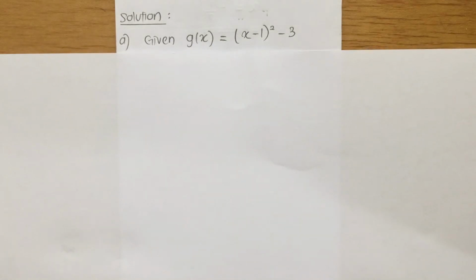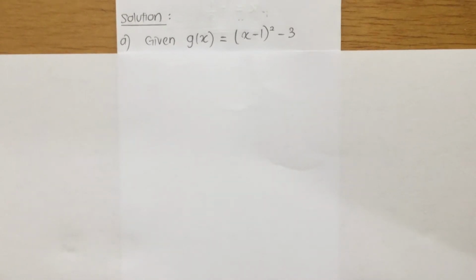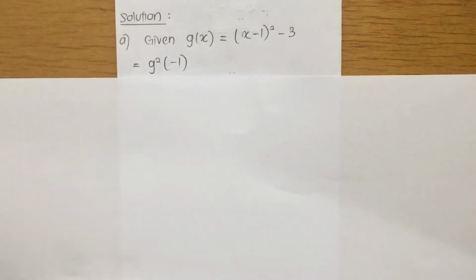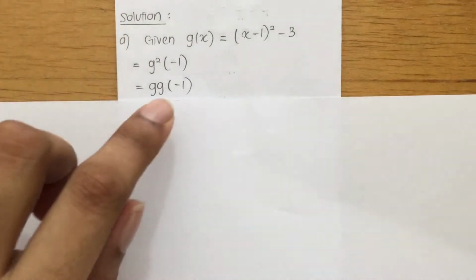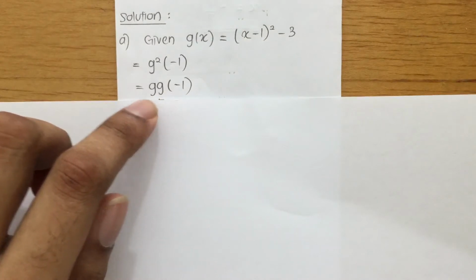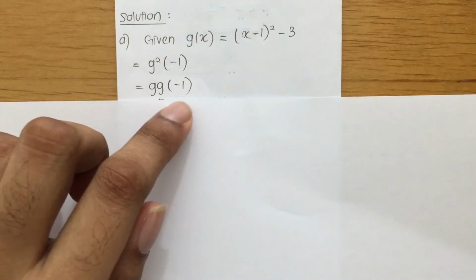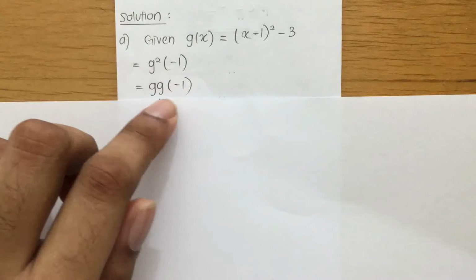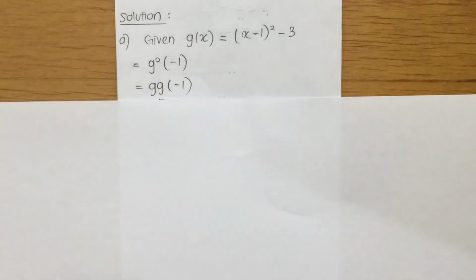Okay, let us start. For part A, given that g(x) = (x - 1)² - 3, the question asks us to find the value of g²(-1). So what does this g² mean, guys? This g²(-1) means that your -1 is mapped into the function g 2 times. That means your -1 is being mapped on the function g 2 times.